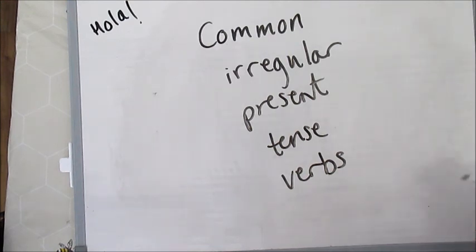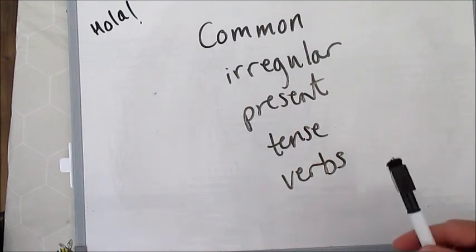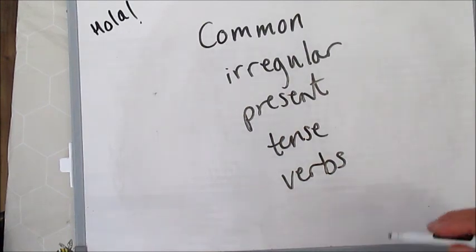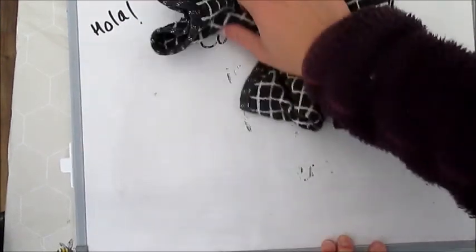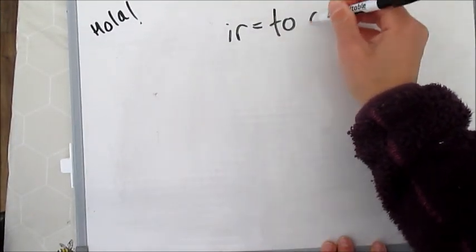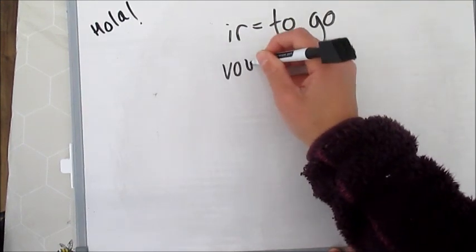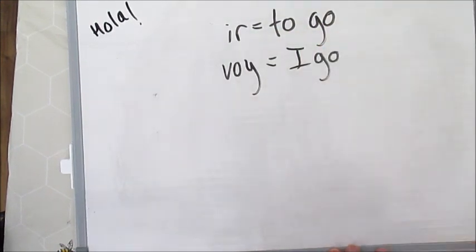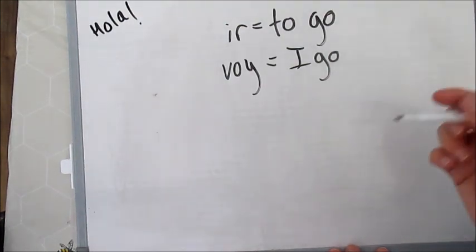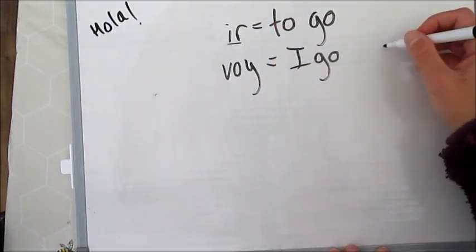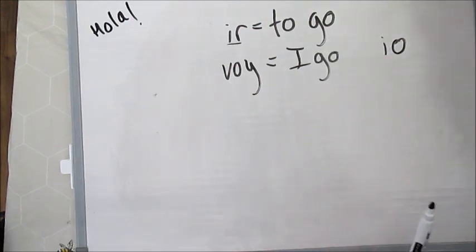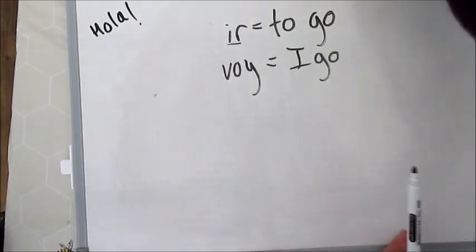If you haven't watched that video, or the videos earlier in the series about infinitives and conjugations, then it's worth watching those. But we are having a look at irregular verbs, so it means they don't follow all the same patterns. So, for example, the verb ir, that means to go, but I go is voy. So it doesn't look how we would expect it to look. If it followed the same patterns as other IR verbs, then I go would be io, but it's not, it's voy, and we just need to know that.